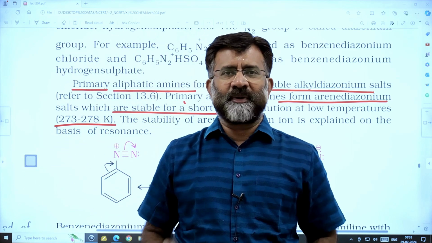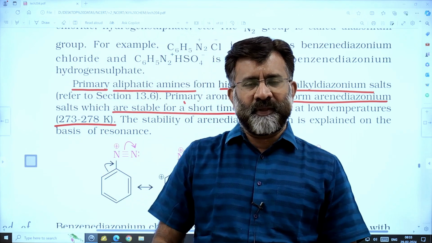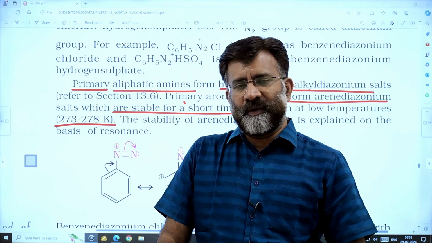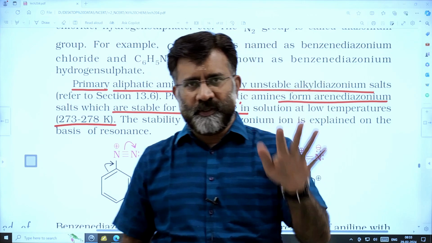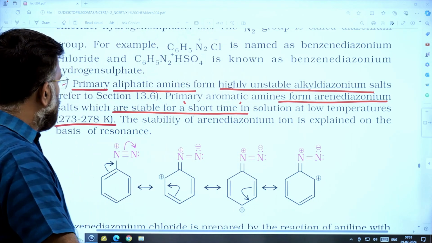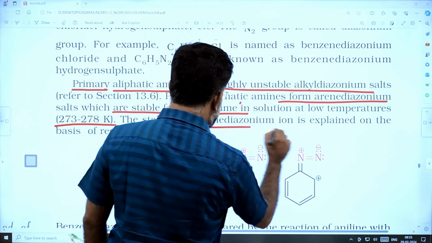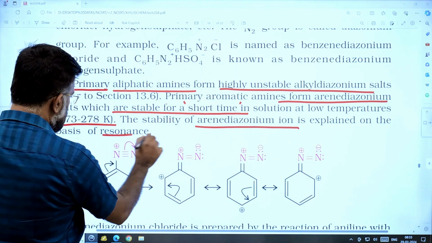That's why we don't prepare diazonium salt and store. We prepare diazonium salt in situ. Whenever it is required, we prepare and use it straight away. At a low temperature, stability of arene diazonium salt is due to resonance. It is due to resonance.